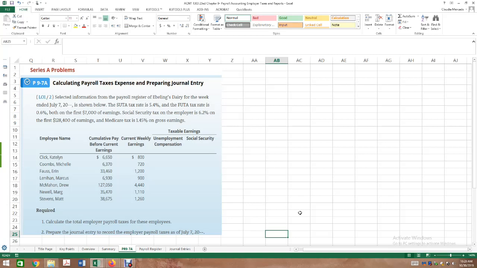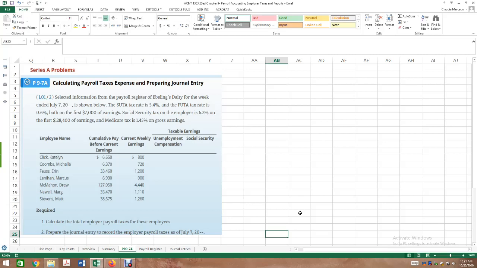So what does that mean? That we're going to pay 5.4% for SUTA taxes on the first $7,000 of earnings of each employee, and we're going to pay 0.6% for our FUTA tax on the first $7,000 of earnings. Once we reach that $7,000 mark, anything above it, we're not going to pay any more FUTA or SUTA. We're capped at $7,000 for FUTA and SUTA. We need to be very aware of that and understand that.